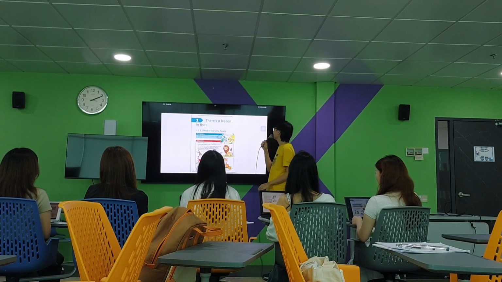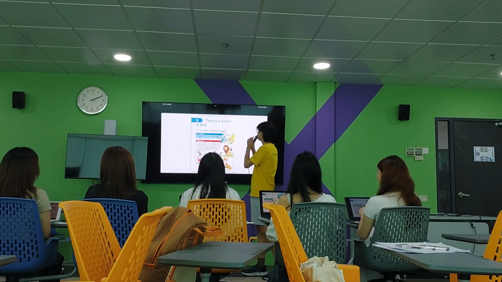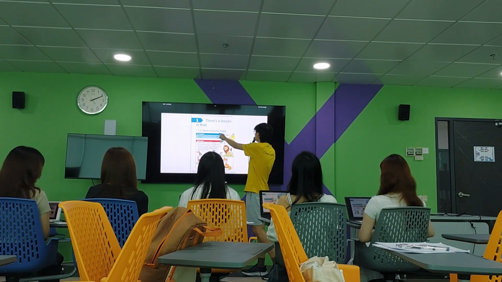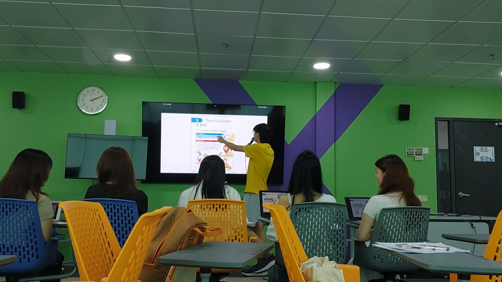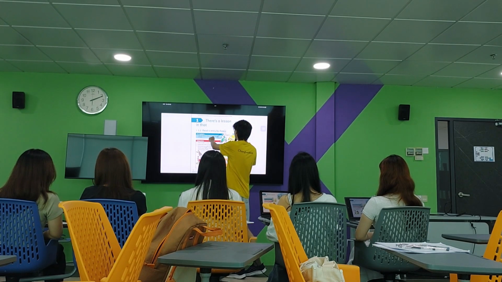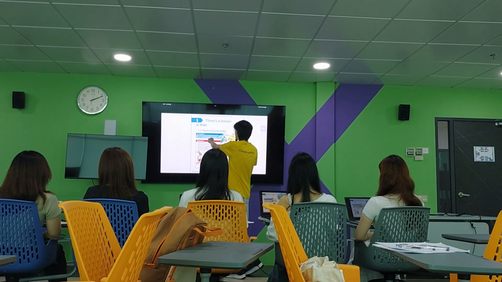Today we are going to learn about Unit 1. There's a lesson in that. In this Unit 1.1, we are going to read a story by Aesop. In other words, we are going to read and discuss a fable and explore features of fables.